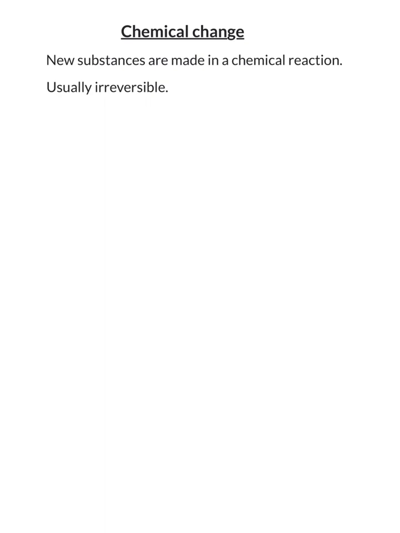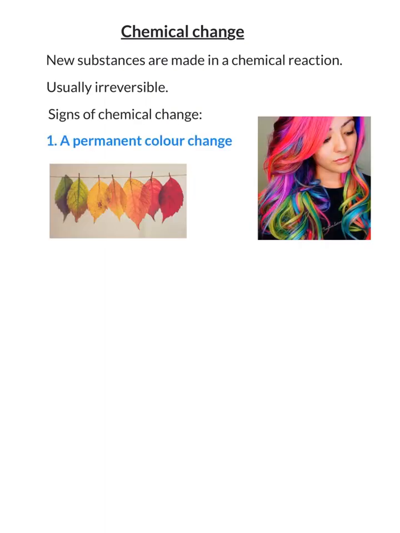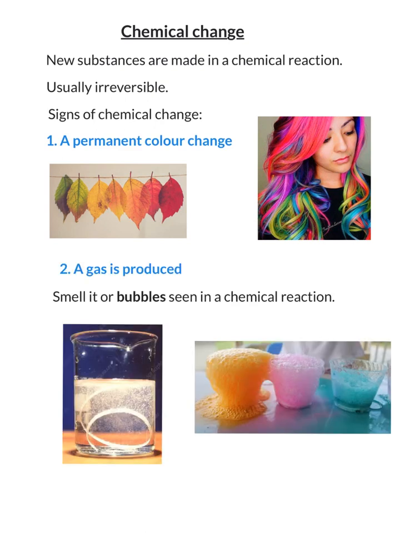Now they are: number 1 is a permanent colour change, such as when leaves change their colour in autumn or dyeing your hair. Another sign a chemical change has happened is a gas is produced. Now you might smell this, such as the smell of rotting egg gas when something's rotting, or bubbles are made in a chemical reaction. Now the first picture is of a piece of magnesium and hydrochloric acid that's producing hydrogen gas, or bubbles of it.